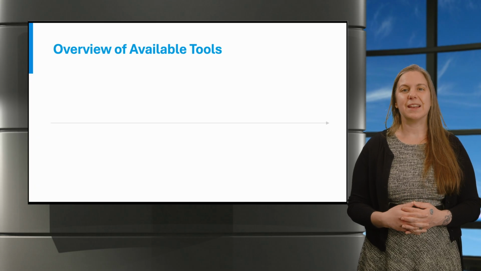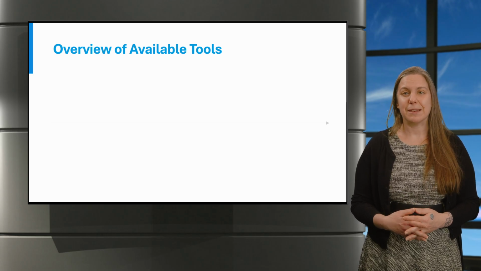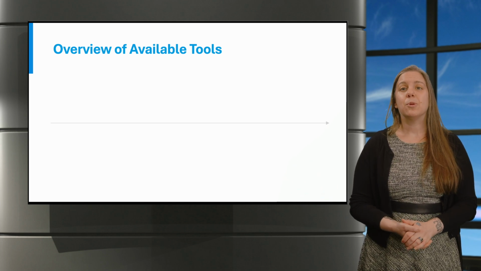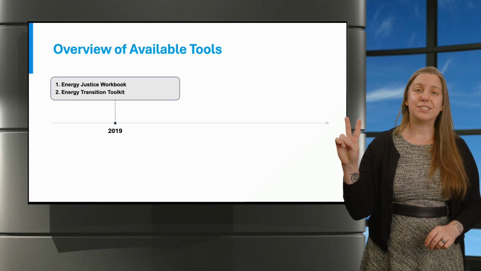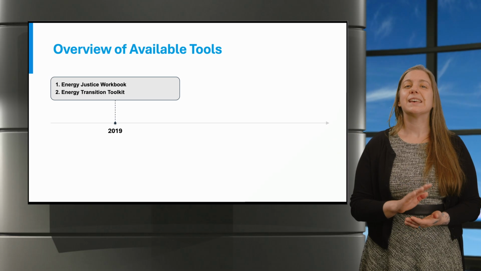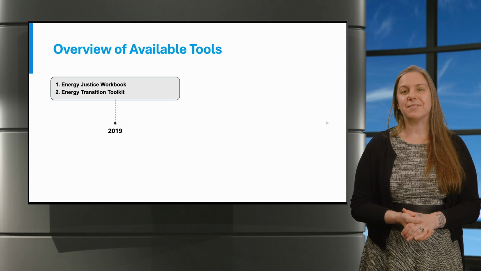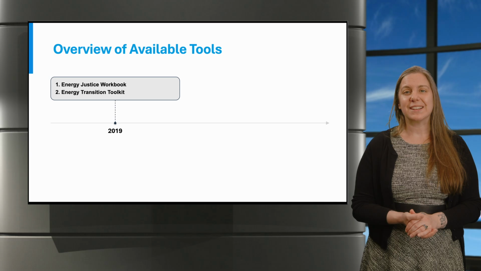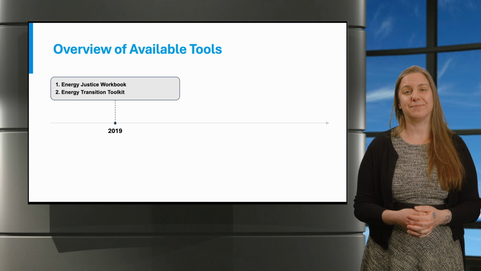Here you can see the timeline of the tools we will cover today. There are many more tools and frameworks in this landscape, but these are some of the most accessible and practical. In 2019, we saw the release of 2 important resources: the Energy Justice Workbook and the Energy Transition Toolkit. They can be used by municipalities, local governments, and industry sectors to prioritize energy justice issues. They help define what energy justice is, examining barriers, tools and best practices, and tips that enhance communities' ability to participate in the energy transition.